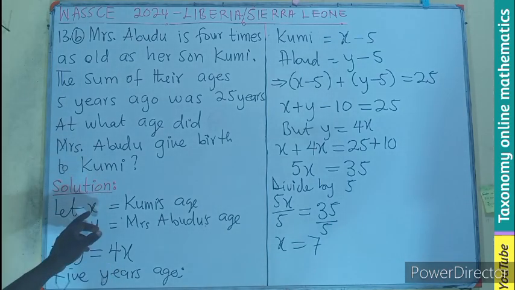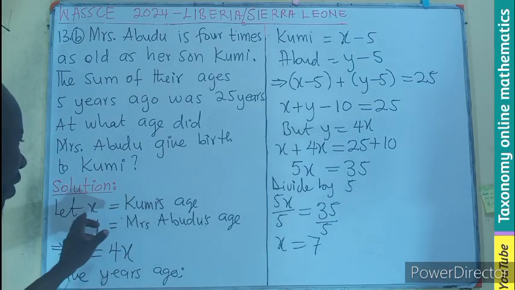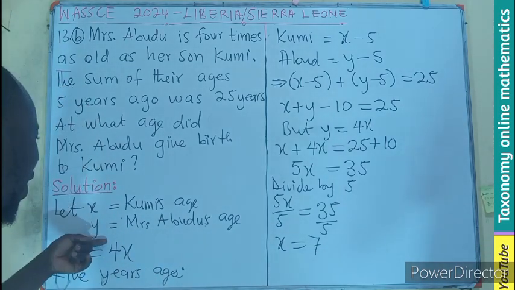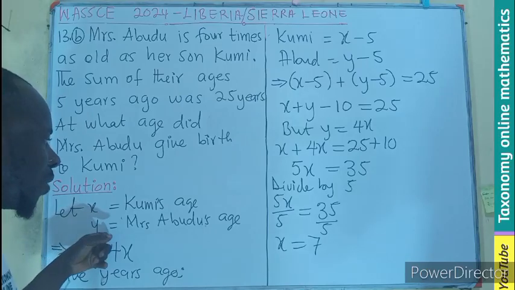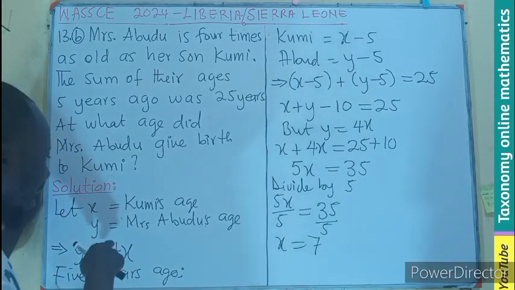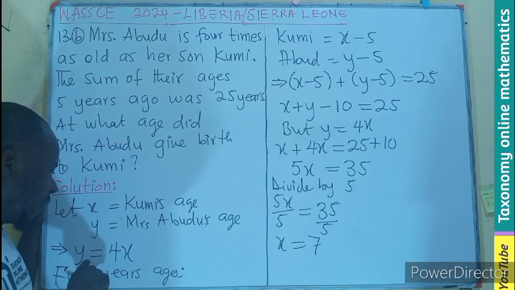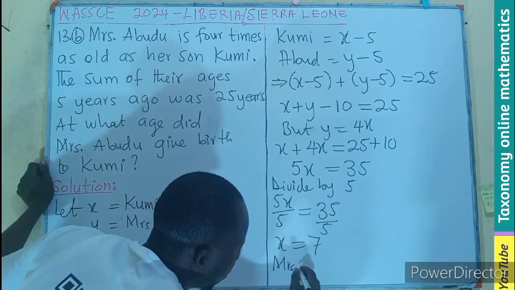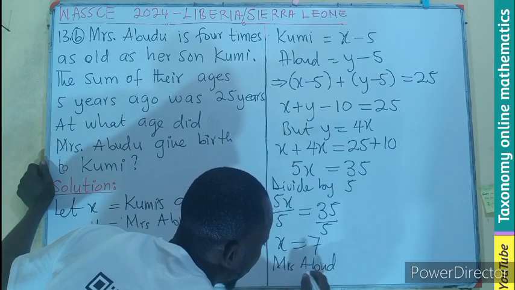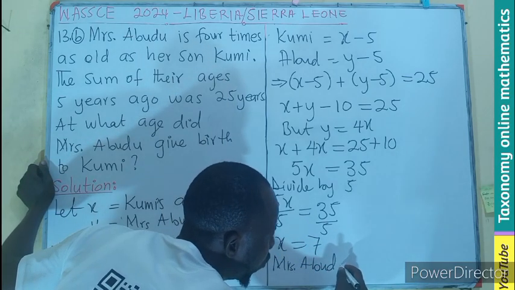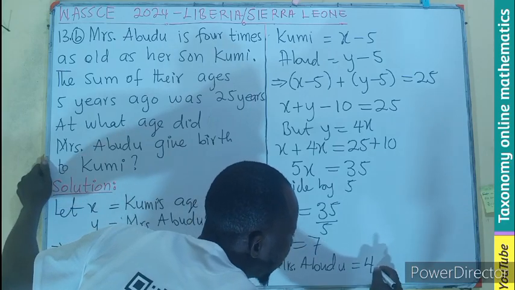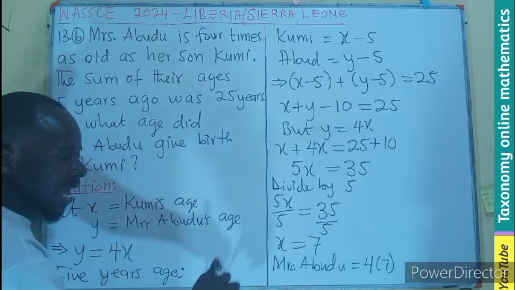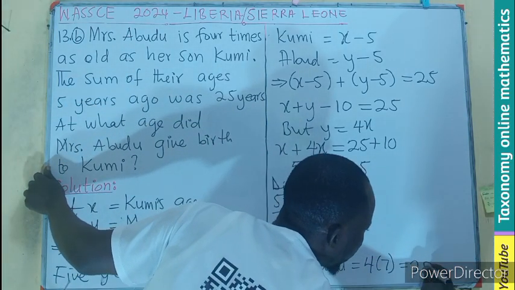What is that value? x is Kumi. So Kumi is going to be 7 years old now. What will be the age of Mrs. Abudu now? It is going to be 4 times x. So Mrs. Abudu will be equal to 4 times 7, since x is 7. And that will give us 28.